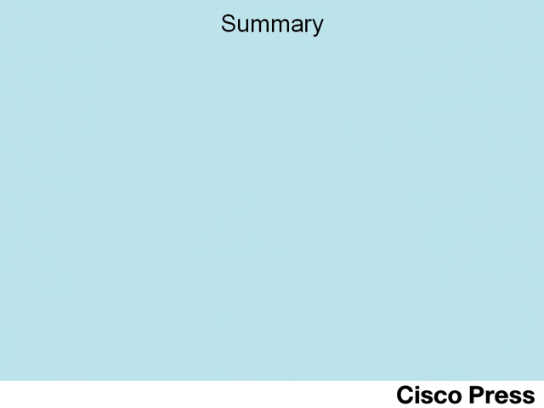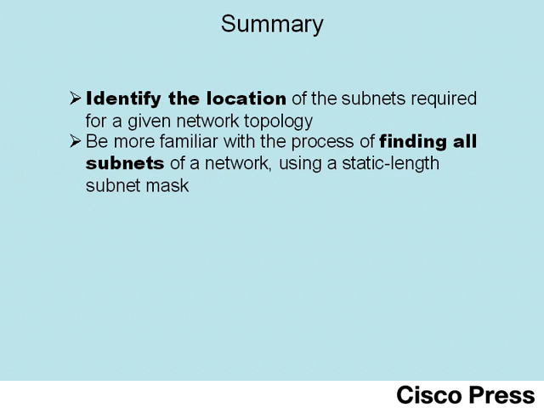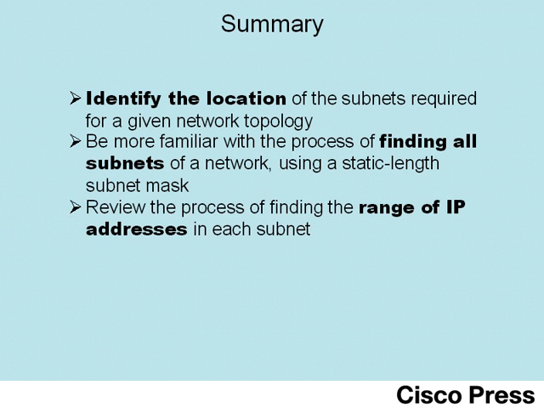This concludes ICND1 Lab 7. In this lab, you've seen how to identify the location of subnets that are required for a particular network topology. You've hopefully become more familiar with the process of finding all subnets of an IP network, in particular when using the same length mask throughout that network. And of course, we've reviewed the process of finding the range of IP addresses in each subnet.